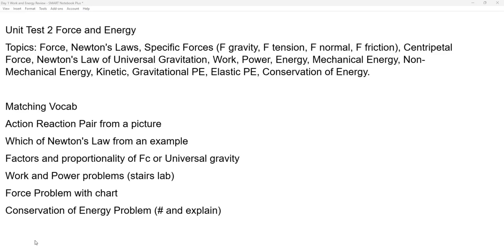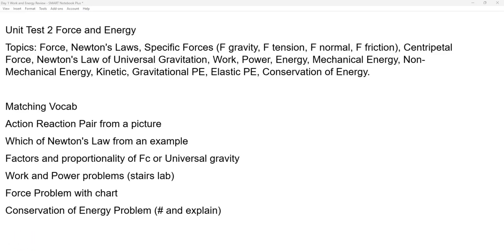Force problem chart, so just a basic force problem where you have the chart and you're going to fill out all the information, draw a free body diagram, figure out the different specific forces using the chart, using the equation, solving for things. And then finally, conservation of energy with numbers and with explaining what's happening to the different forms of energy as the situation changes.